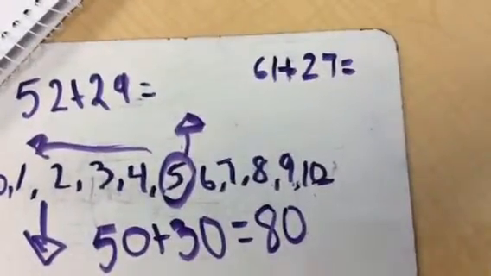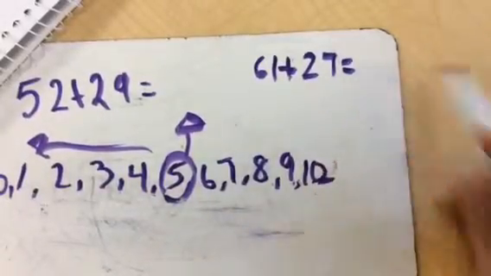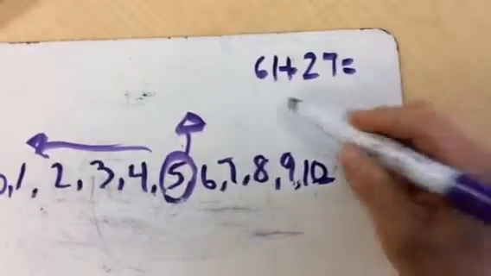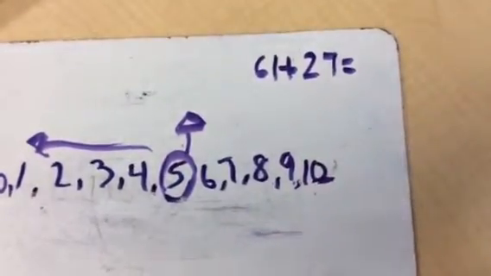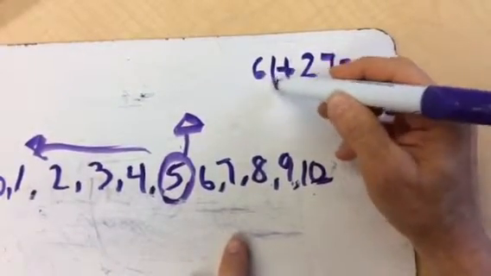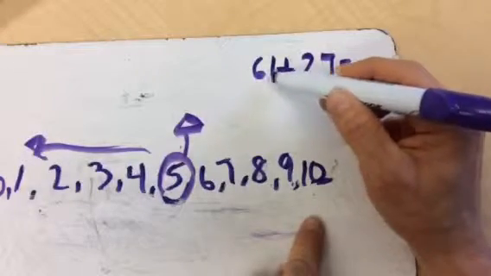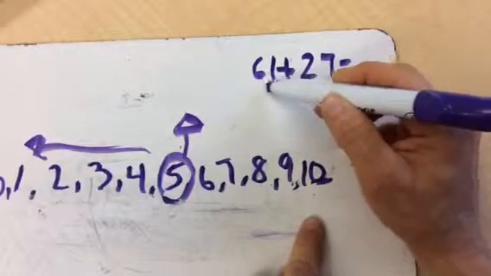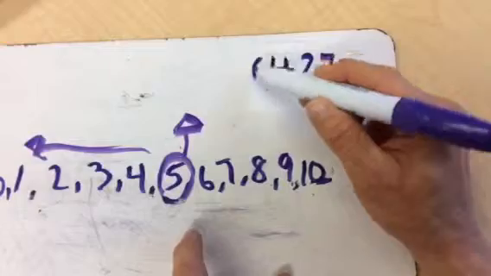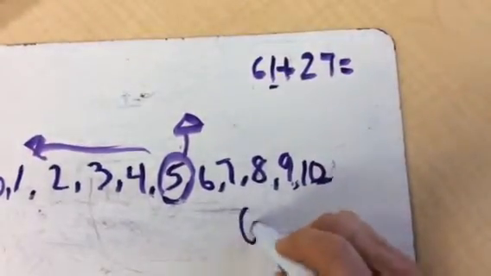Let's do another one. Let me erase this and I'll use this workspace down here. We have 61 plus 27. I'm going to do a ballpark estimate. I'm not going to do 61 plus 27, that's not an estimate, that's the actual problem. So again, I'm going to ask, is there a 5 or higher in the ones place? Because if so, it's closer to 70. If it's a 4 or lower, then it's closer to 60. It's a 1, so it's going to be closer to 60.